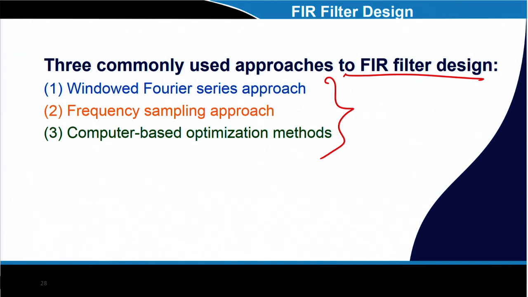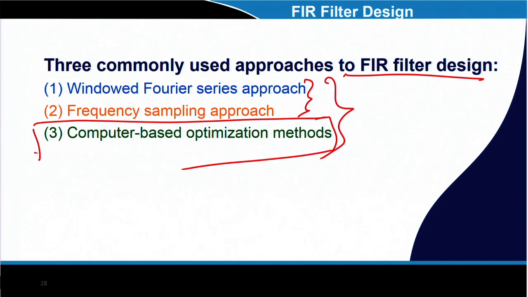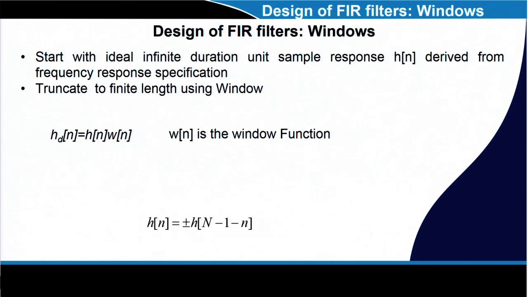methods. I will cover only the first two approaches, because the third is computer based optimization. So, what do we want to optimize? We want to optimize the filter response so that it matches the given frequency characteristics of the filter. So, my discussion will be focused on these two methods: window Fourier series approach and frequency sampling approach. Okay. So, first let us talk about the window Fourier series approach.